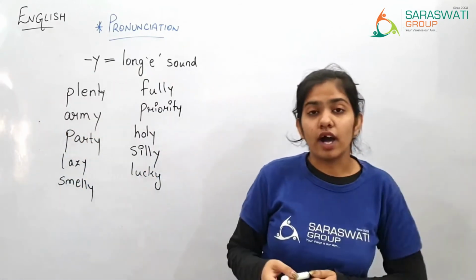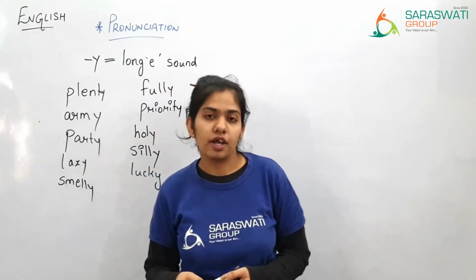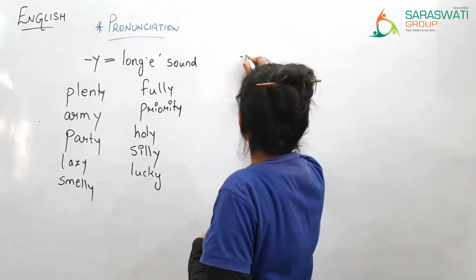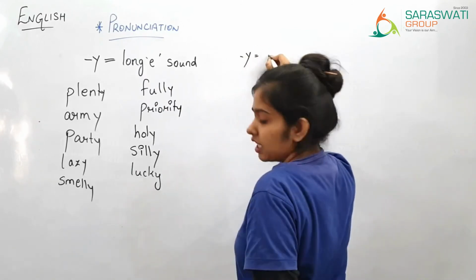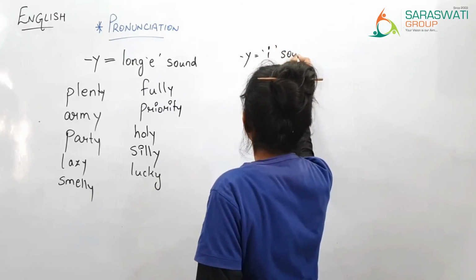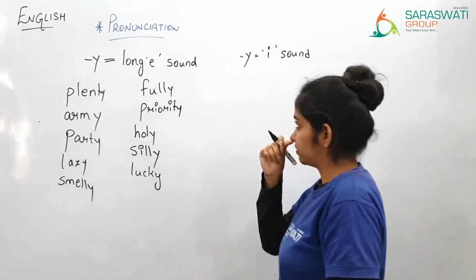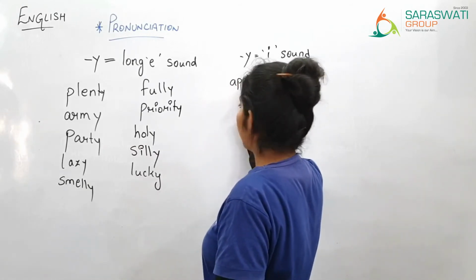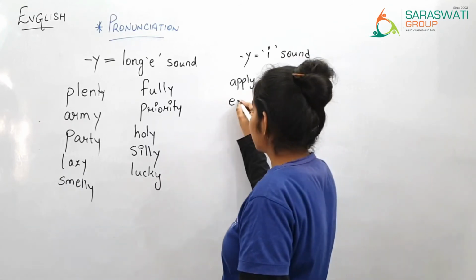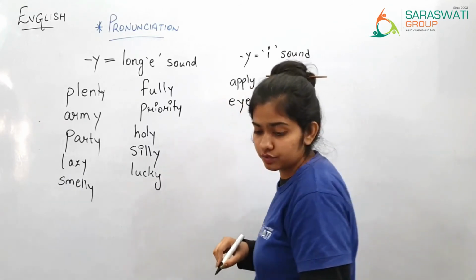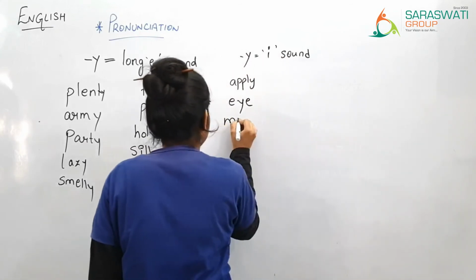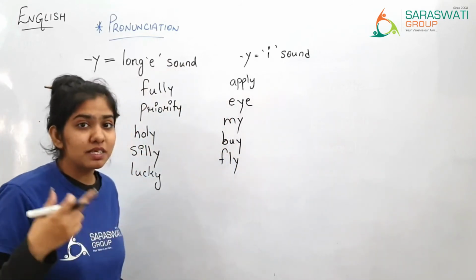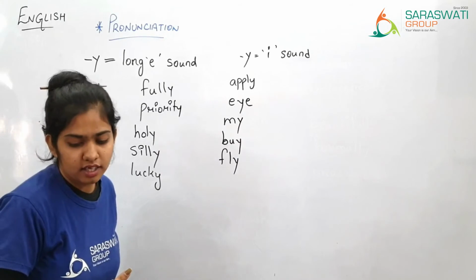Now letter y is having i sound also, right? This was y long e sound. Now comes y i sound. Okay, so I sound apply. I apply. I, my, buy, fly. यहाँ पे सभी में I sound होता है.